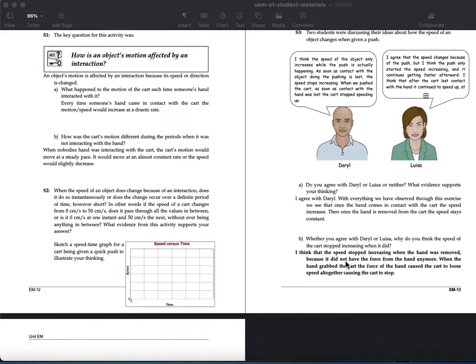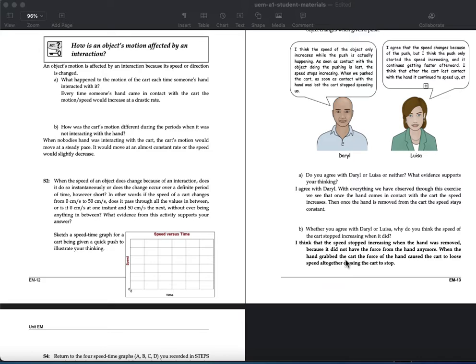For B, I think the speed stopped increasing when the hand was removed because at that point, all the force from the hand was transferred into the cart. When the hand was on the cart, it was giving it the force to speed up. And then once the hand was moved, all the force was given to the cart, so it gave the cart the force to be able to go at a constant rate. And when the hand grabbed the cart, because of the force from the hand grabbing, it brought the cart to a stop.